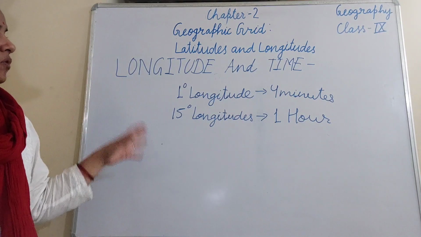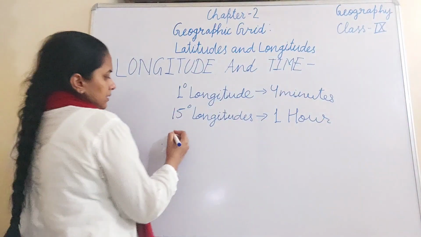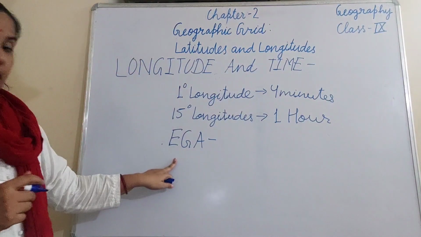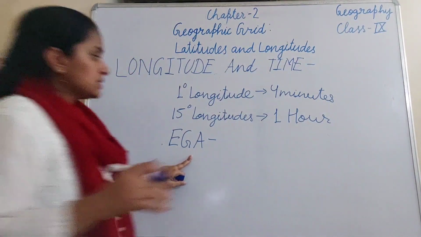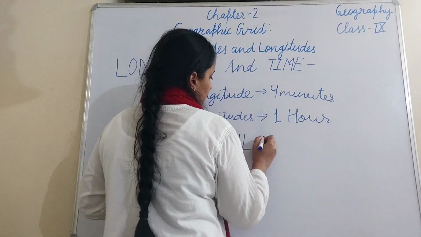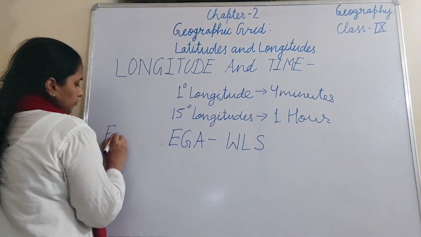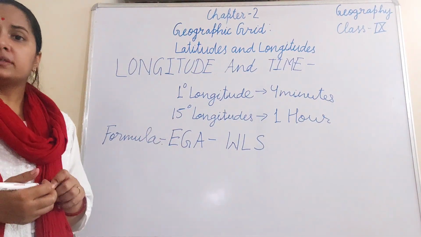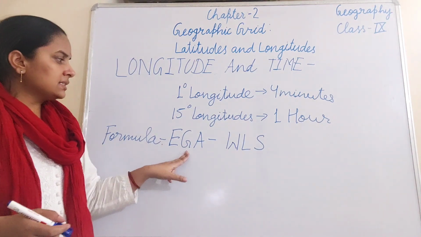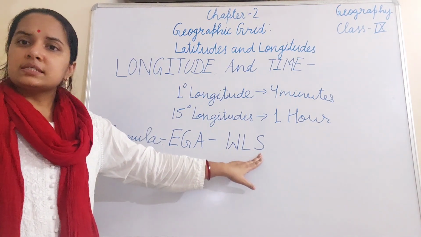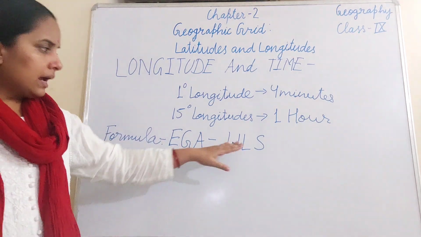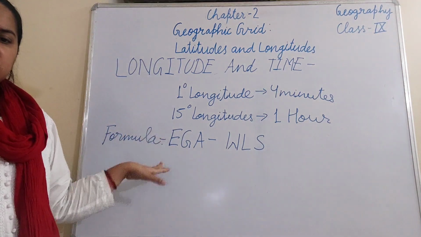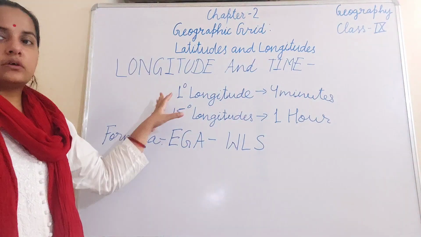So for the purpose of memorizing, it is written as EGA for the east, and for the west it is WLS. This is the formula to remember how to calculate the time: east gain add, west loss subtract. East gain add, west loss subtract. So this is the formula, and on the basis of this formula only, we are going to calculate the time.